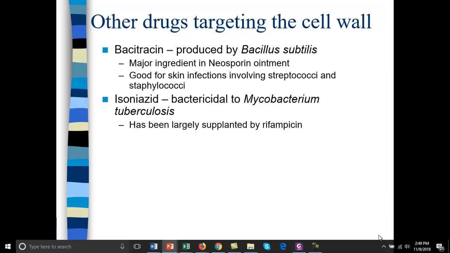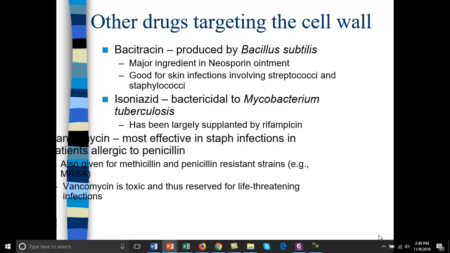Isoniazid is a bactericidal for Mycobacterium tuberculosis. It's not used as much anymore because rifampicin, which targets, I believe, RNA synthesis, has displaced it.